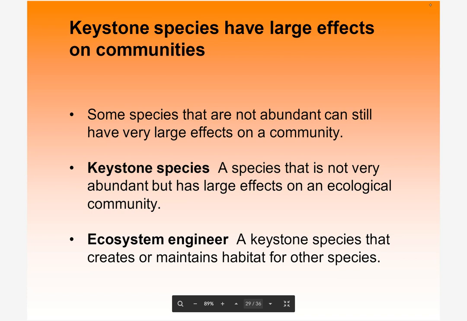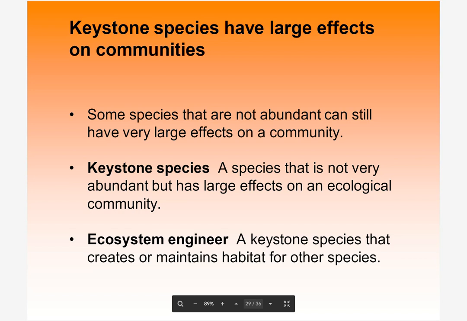A prairie dog does the same thing, digging all those tunnels and turning the soil, and it allows insects and all these other little creatures to use those tunnels. So that's another example. Alligators are keystone species. They keep other species' populations under control because they eat them.